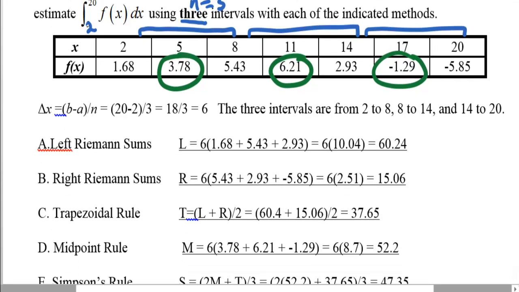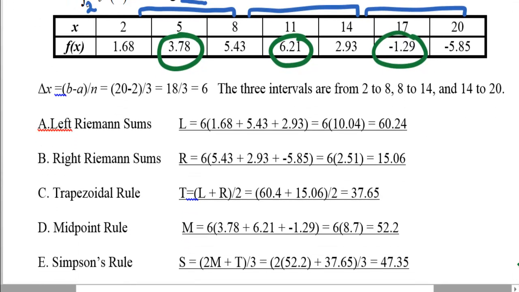We can get our best estimate yet, which is Simpson's rule, by averaging the midpoint and trapezoid rule estimates, but we do it by a weighted average. We do 2 times midpoint plus 1 trapezoid divided by 3. That's 47.35. Now I would call all of these L sub 3, R sub 3, T sub 3, M sub 3, and S sub 3, although some books, in fact most books, would call this S sub 6, because they're thinking of this as actually 6 intervals instead of 3. I prefer to think of it as 3 intervals using information from the left, right, and the midpoint of that interval.